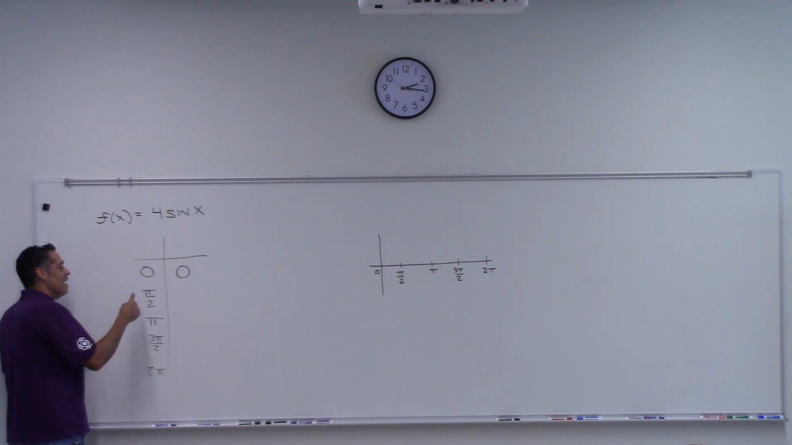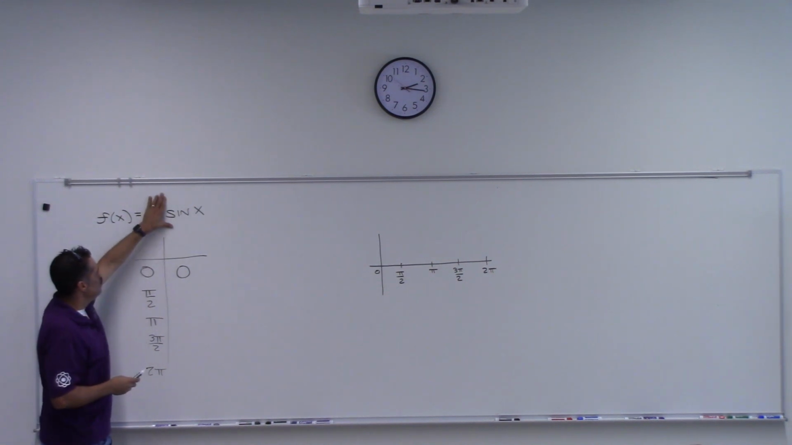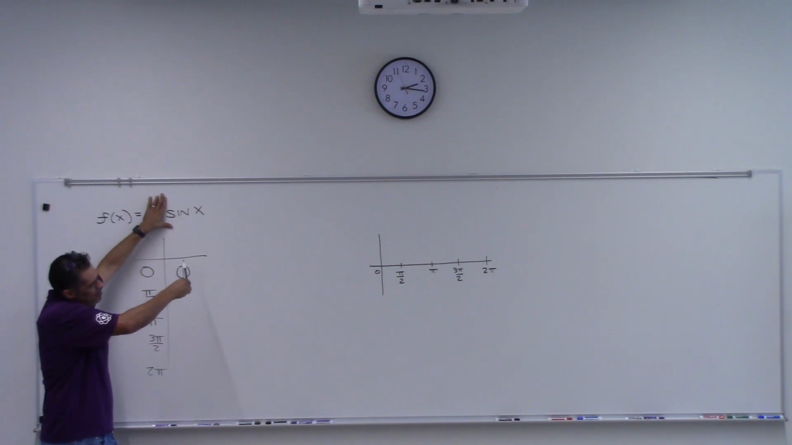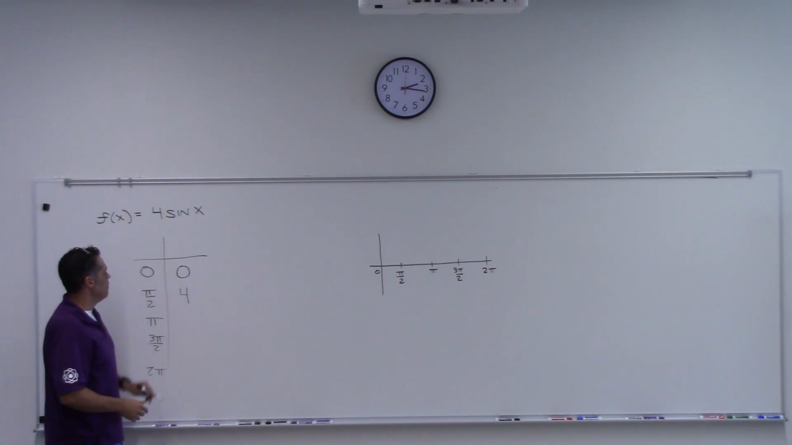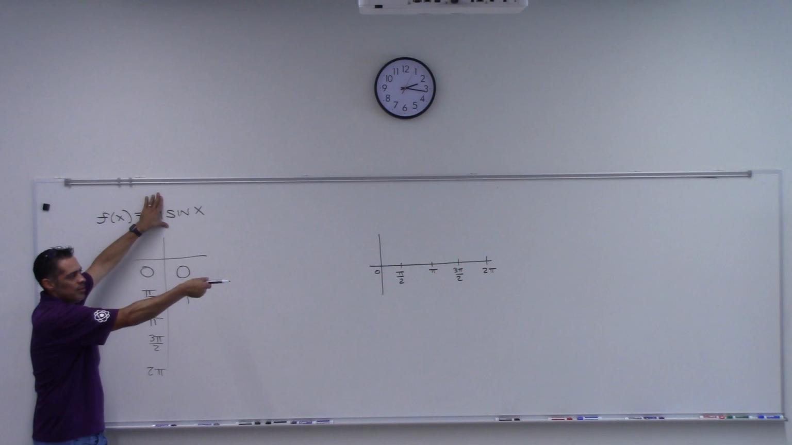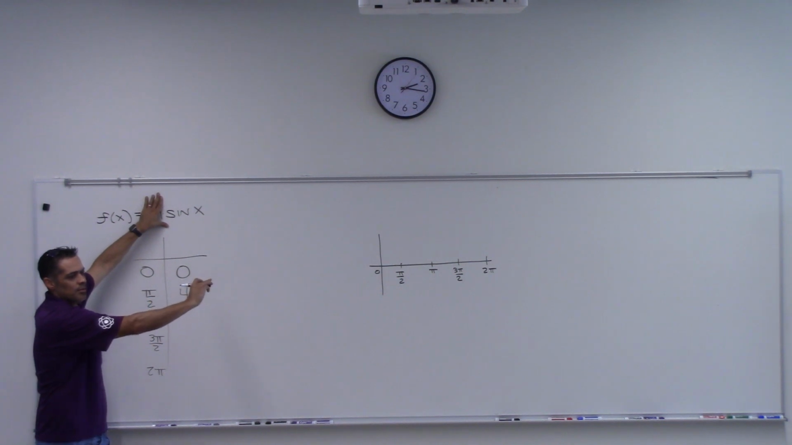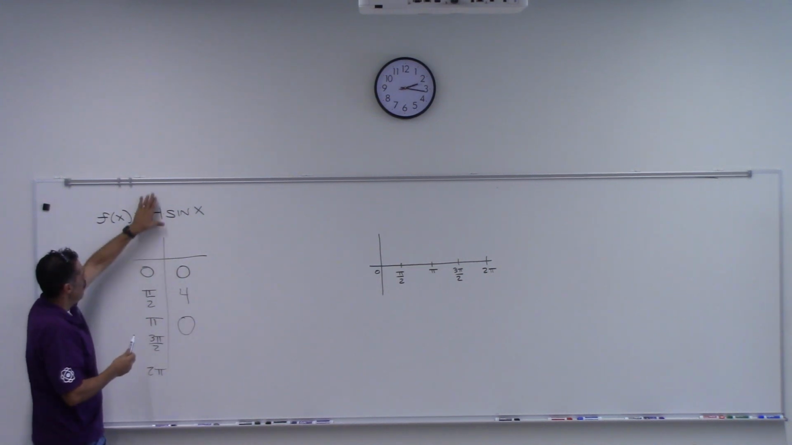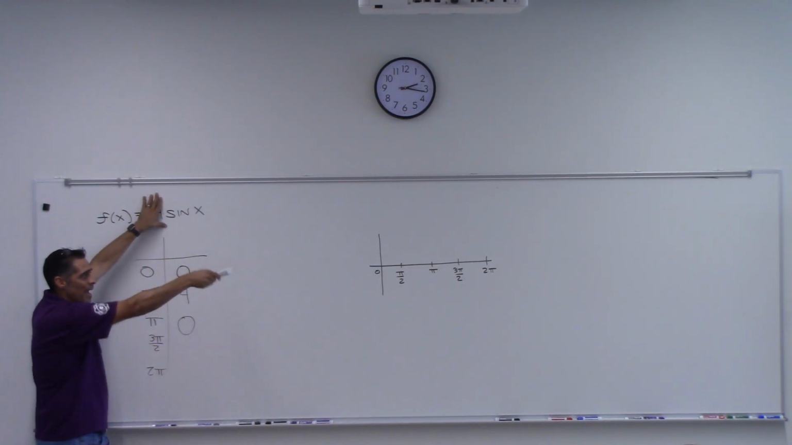Okay. And then you go to pi over 2. So sine of pi over 2, that's the y-coordinate at pi over 2, which is 1 times 4. 4. Hey, that's a 4. Pi, right? What's sine of pi? So now you're over there, right? What's the y-coordinate over there? 0 times 4. 0.